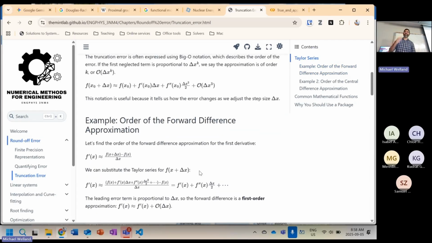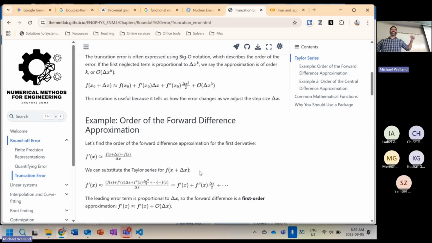Anybody confused before we go on? Yeah, shoot. This term comes from the second term of the Taylor expansion. You start off assuming you know the value f at x, and you say f at x plus delta x is f of x plus the derivative, which turns out to be what you want, times delta x, plus the second derivative times delta x squared, et cetera. Then you take that series and rearrange to isolate for f prime.